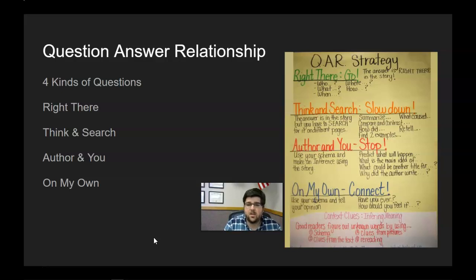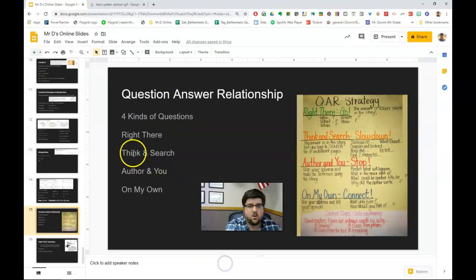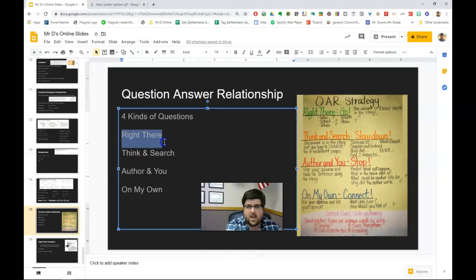And so if we can think about the four different types of questions, and when we look at a question, identify the type of question it is, then it might help us better use our resources to find the answer to that question. So there are four types of questions. There are questions that are right there, where the answer is right there in the text. There are questions where you have to think and search to find the answer. There are questions where the answer is between the author and you. And then there are questions that are all on your own.